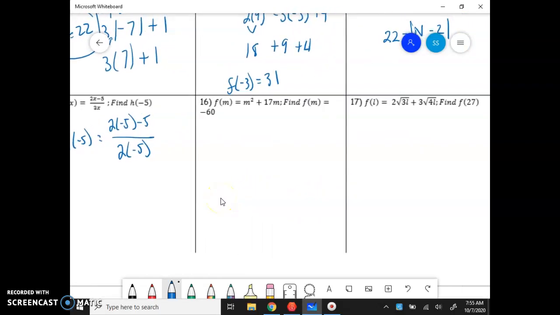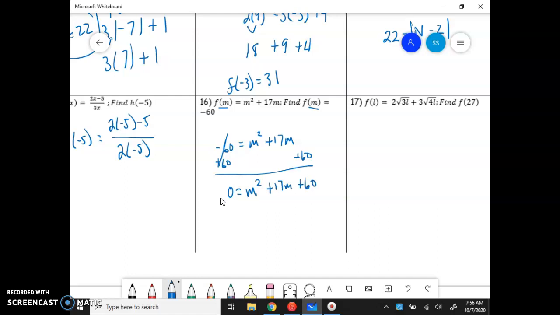All right, the f of m is equal to 60. So this one here, we're going to do -60 is equal to m squared plus 17m. So I need to figure out what m is, which means I'm going to need to factor. First thing I need to do is add 60 on both sides. Set this equal to 0, as we say. So I'm left with 0 is equal to m squared plus 17m plus 60.